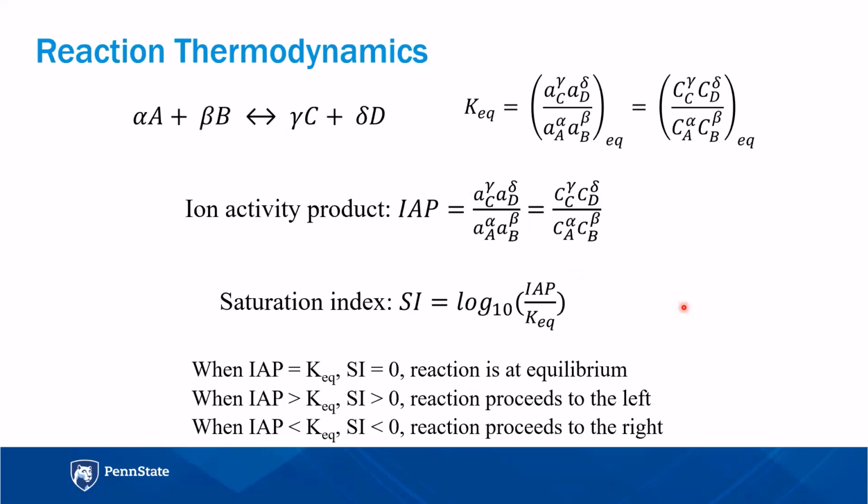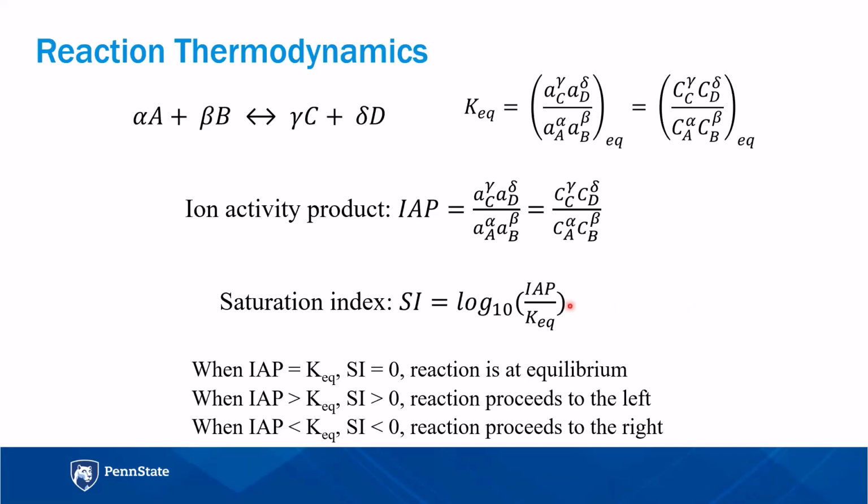Similarly, we can calculate the ion activity product, or IAP value, which quantifies the relative amounts of products to reactants at any given time, so not necessarily just at equilibrium. We can determine if a reaction is at equilibrium by comparing the IAP value to the KEQ value, or by calculating the saturation index, shown here at the bottom.